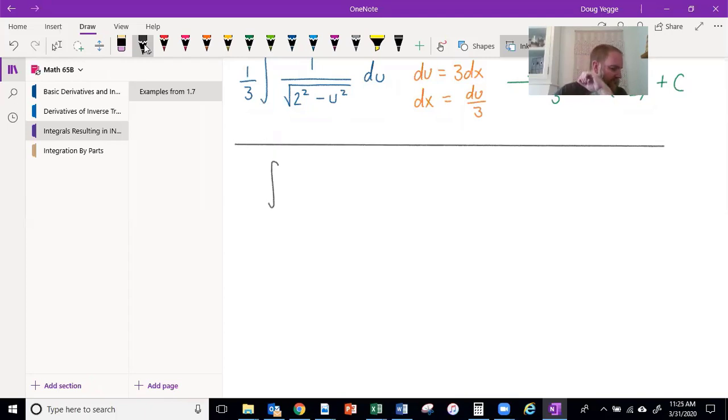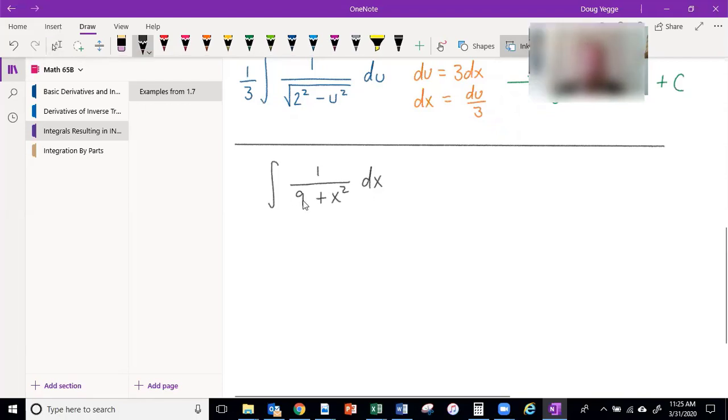All right, how about the integral of just a real simple one, 1 over 9 plus x squared dx. I'm going to do this the standard way of just trying to force this 9 right here to be 1. So what would I do to force 9 to be 1? Divide by 9. But if I divide this by 9, I've got to divide this by 9, and this by 9, and this by 9, right?